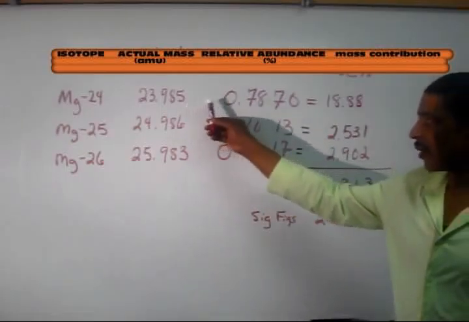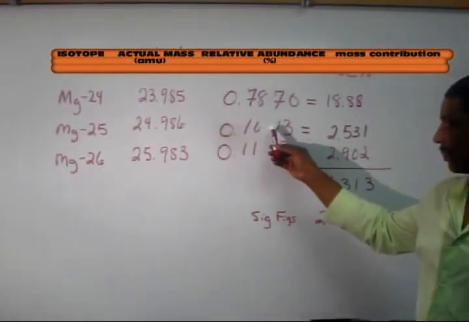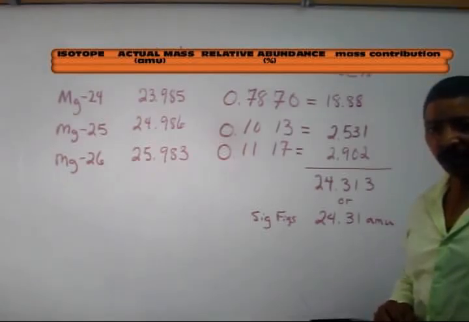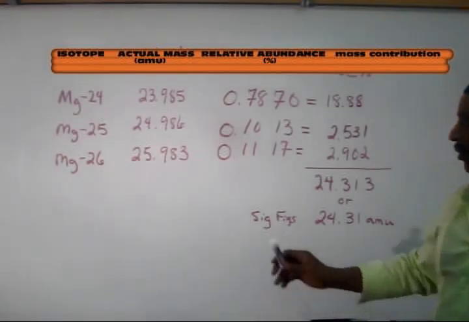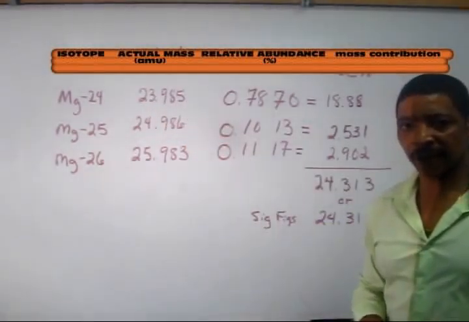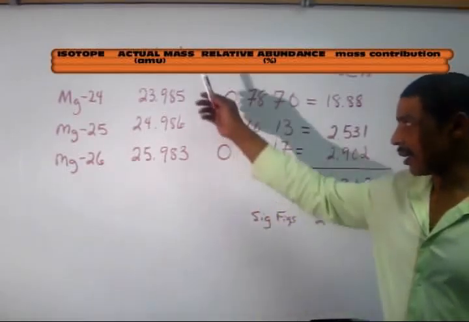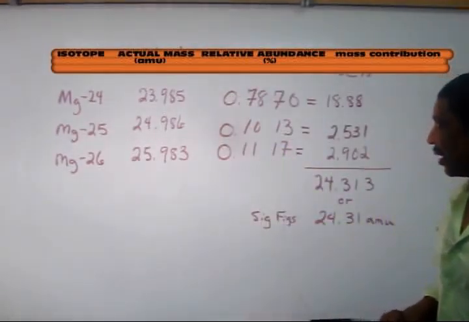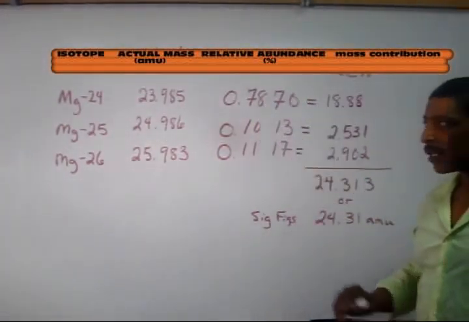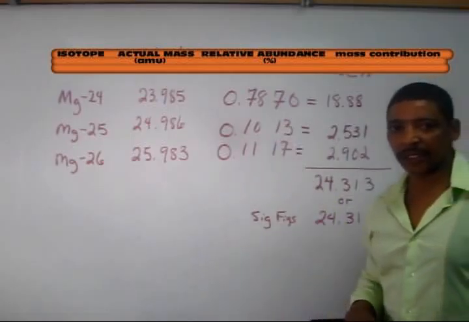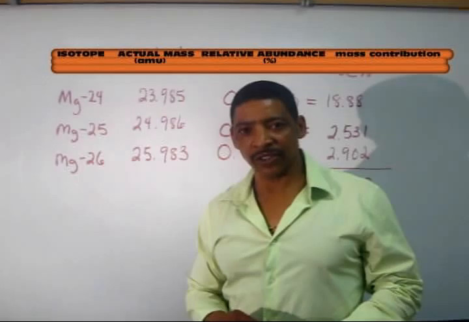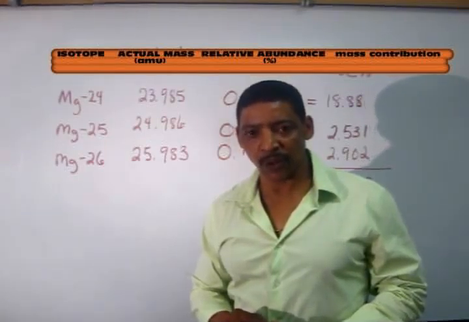Notice that in each calculation, the significant figures were adjusted. In other words, in the first calculation, 1, 2, 3, 4, 5 significant figures is in the actual mass. However, the percentage only contains 4 significant figures. Since this is a multiplication, simply round to the value with the least number of significant figures, which is 4.